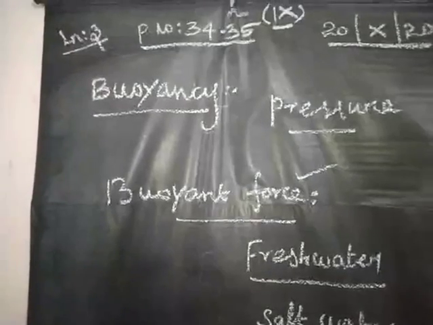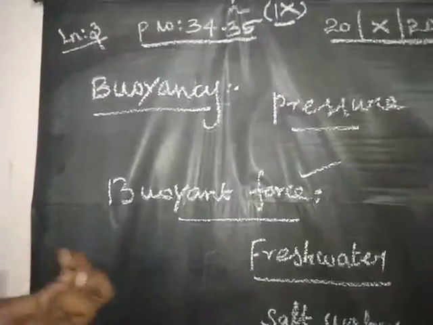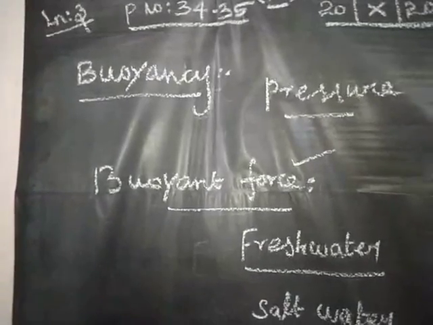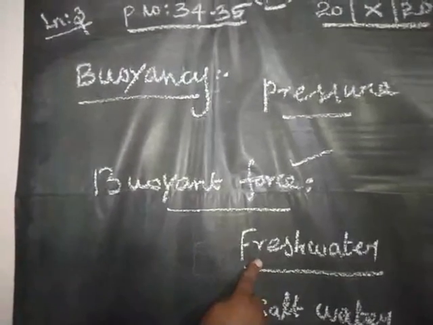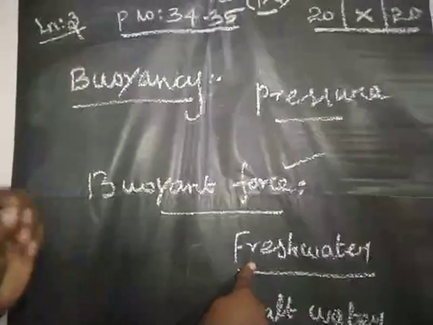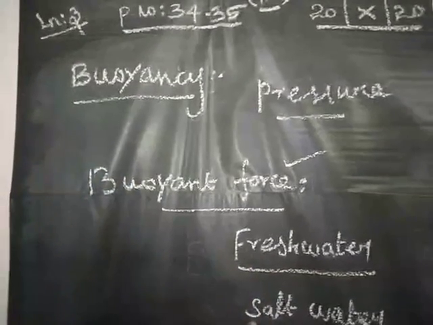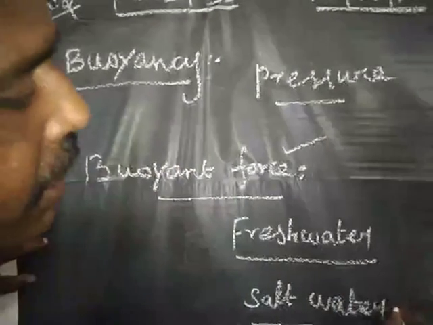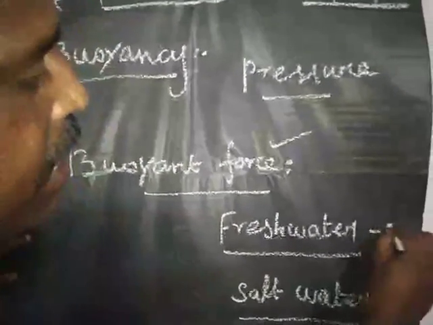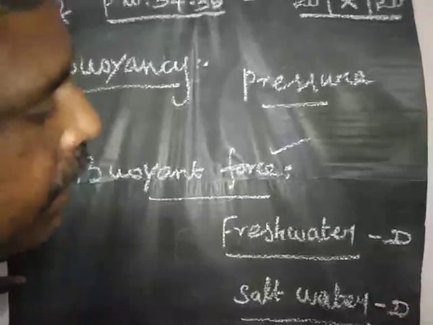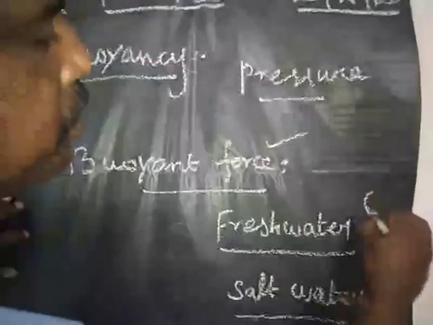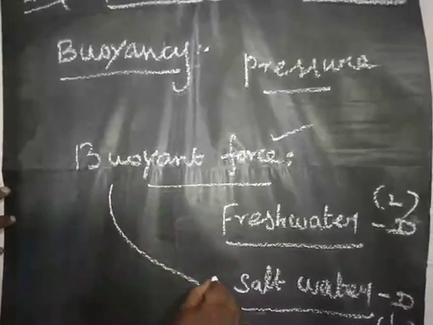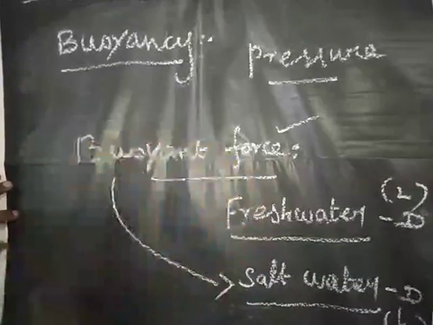If you take fresh water and salt water, which water contains more buoyant force, and which contains less? Fresh water contains less salt than salt water. Salt water contains more salt, so based on density, salt water has high density and fresh water has less density. So the buoyant force is high in salt water and less in fresh water.